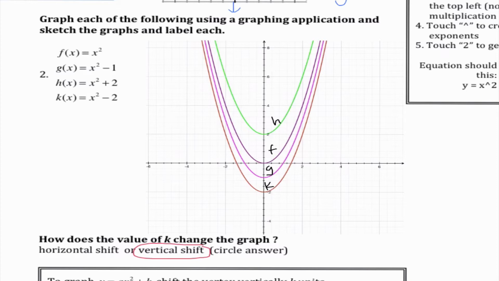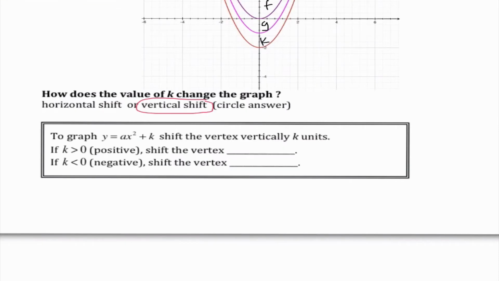And to be even more specific, I'm noticing that when it's minus 1, it actually moves down 1. When it's plus 2, it moves up 2. When it's down 2, it moves down 2. So it's very specific in how it moves. So to be more exact here, if k was positive, we shifted up, and if k was negative, we shifted down. So that is definitely important for us to know.